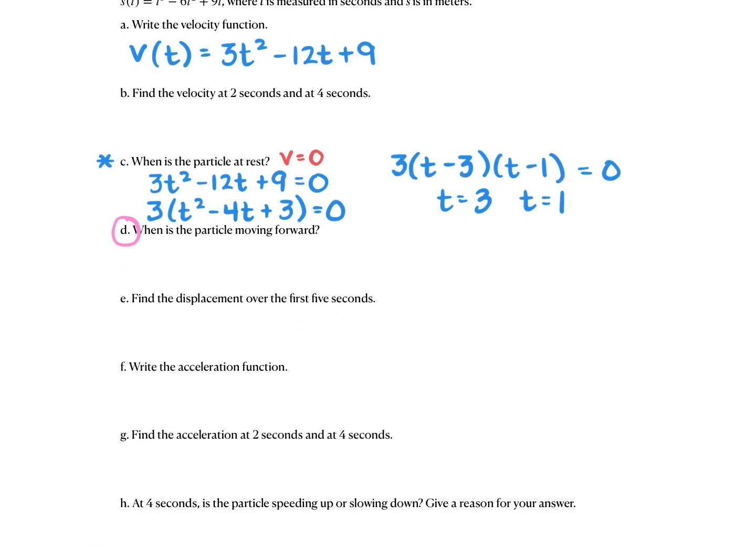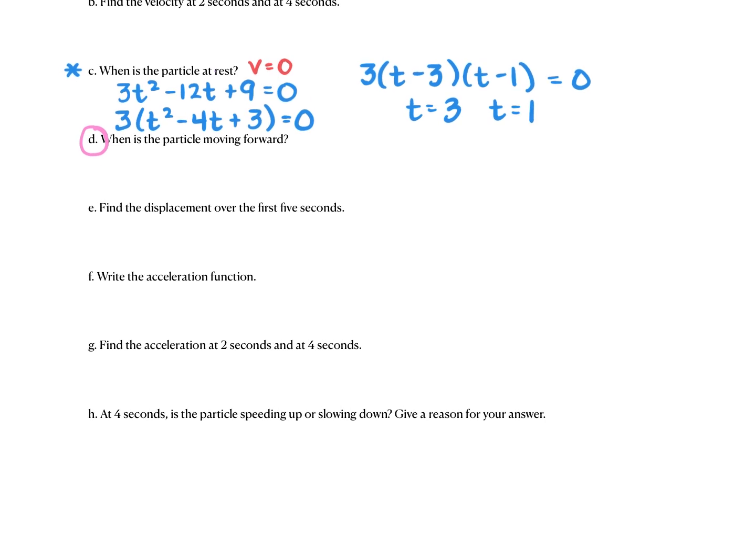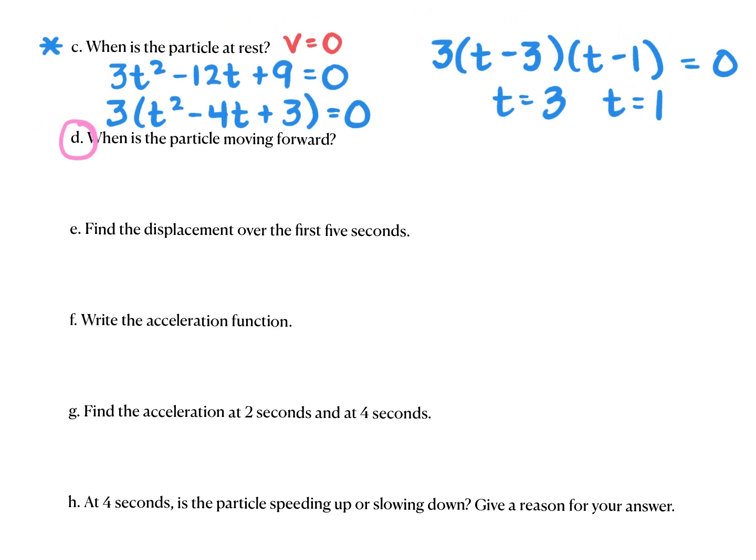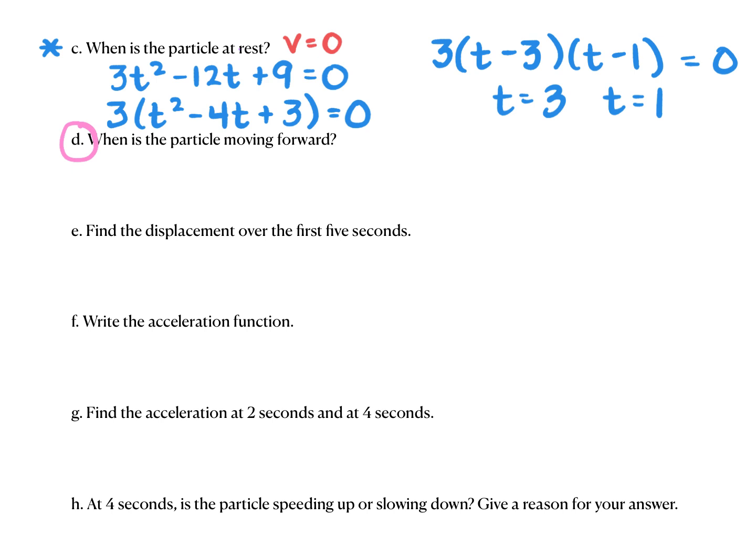So, okay, let's slide up here to the question I really wanted to talk about. When is the particle moving forward? Okay, so what I want to know is when is my velocity positive, which I think you could do if you were looking at a graph of the velocity, right? But if you're not looking at a graph, how do you figure this out? Well, what I'm going to do is set myself up a number line here.